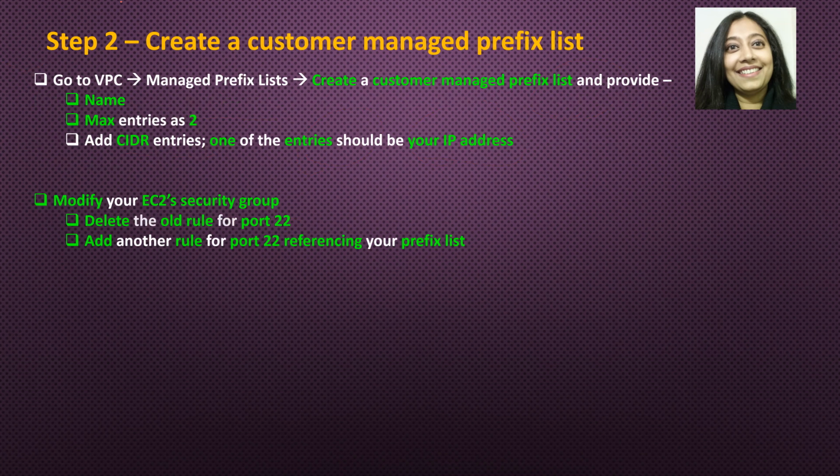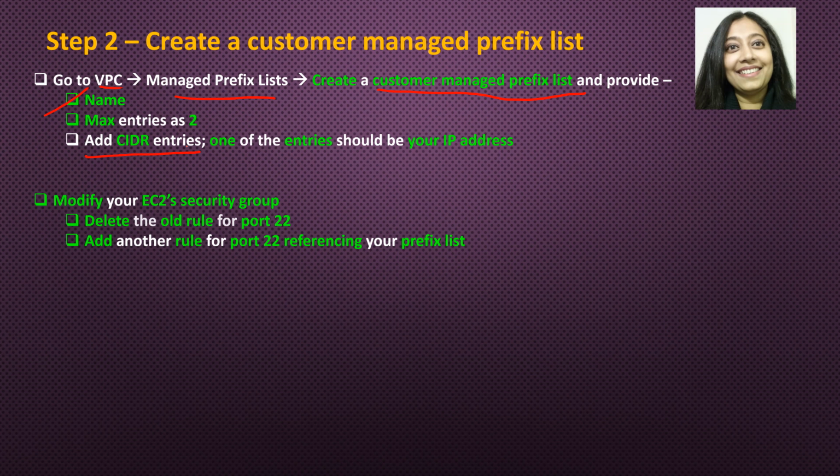Step 2. In step 2, we will create a customer managed prefix list. So we will go to VPC, manage prefix list, create a customer managed prefix list over here, provide its name. I'm going to use max entries as 2. You are more than welcome to use whatever number of max entries you want. And then we will go and add our CIDR block entries.